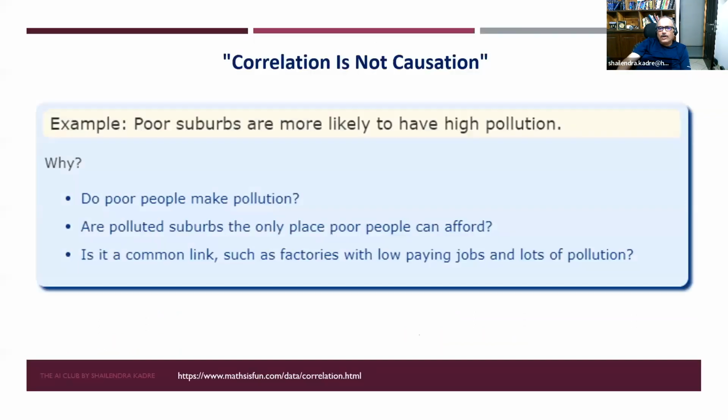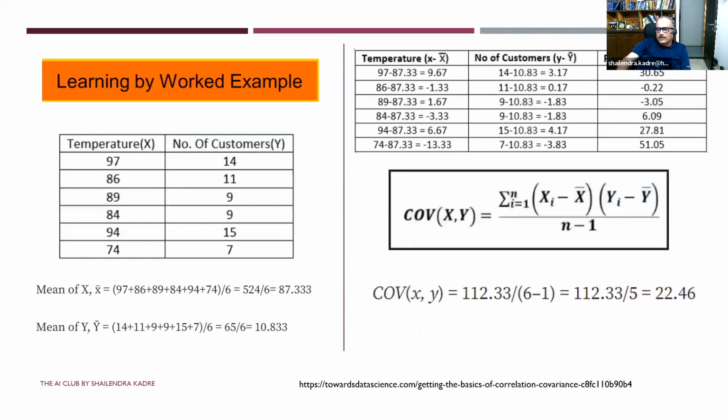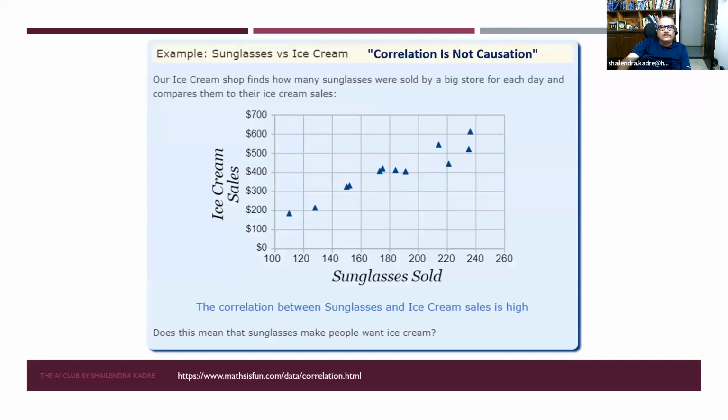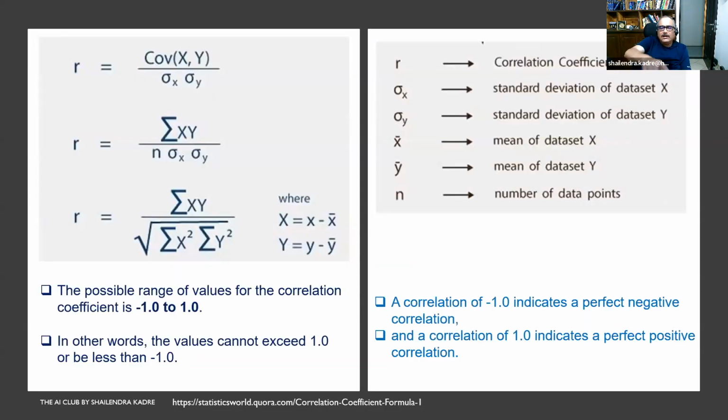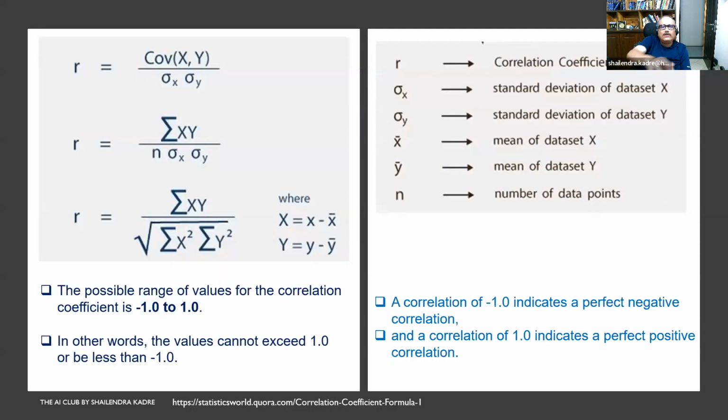Because you know how to calculate covariance. The numerator is nothing but your covariance. The denominator is sigma x, the standard deviation of the first column, times sigma y, the standard deviation of the second column. Take the product of that and divide by it. That's all. So you know how to calculate covariance and correlation coefficient. The correlation coefficient is the standardized version of covariance.